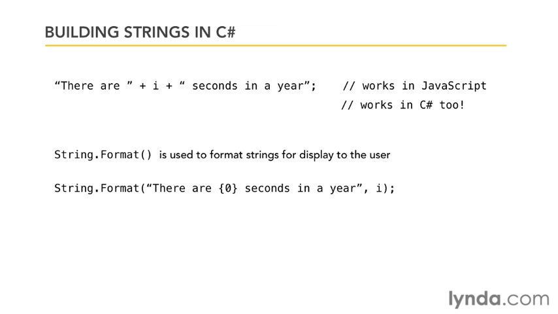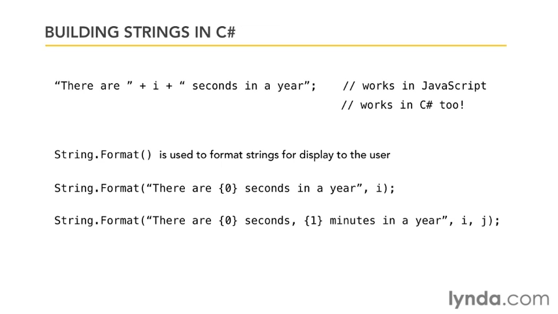So in this example, it says string.format. There are something seconds in a year, and that little i is going to be substituted where the 0 is in those curly braces. And in fact, it substitutes the entire thing. The curly braces and the 0 don't appear in the finished string. It gets substituted with the value of the data. If you had more than one, you'd simply use more than one curly brace, and you'd increment the number for each one of the variables. So in this case, if I had 2 arguments that I wanted to format into the string, I would simply supply those as arguments and use 2 sets of curly braces in the string.format argument.